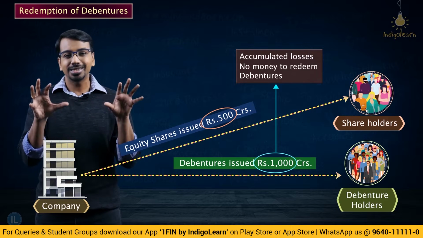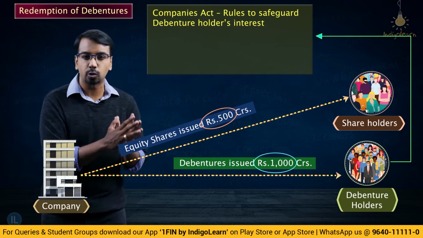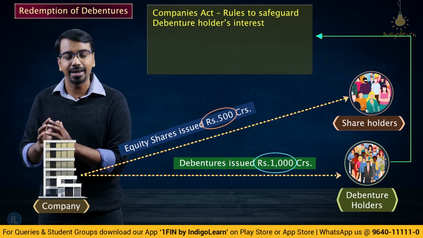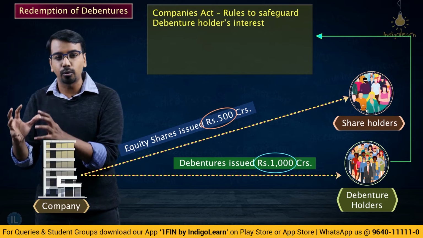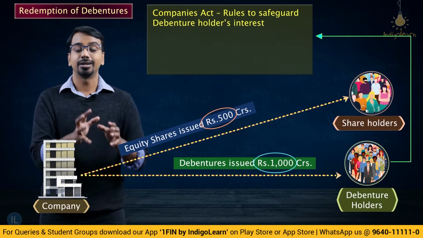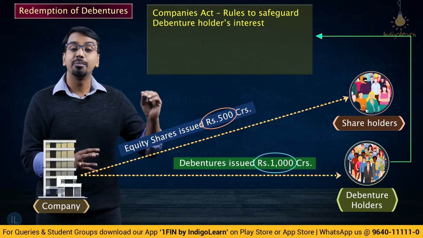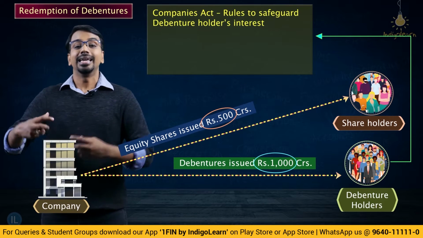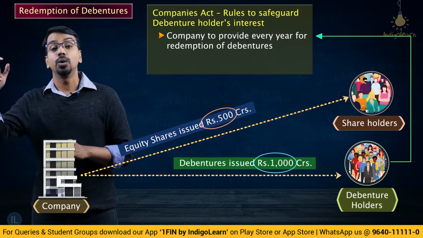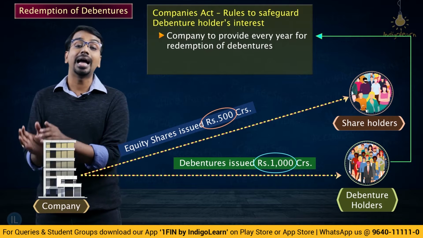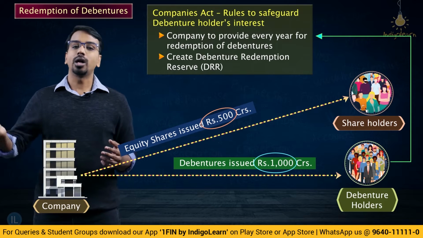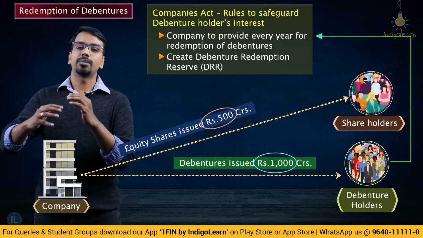To safeguard the interest of these debenture holders, there are certain rules and regulations under the Companies Act which mandate that the company should apportion or set aside some amount of money every year so that it is able to meet the debenture redemption obligation. Instead of rampantly paying out everything as dividends, the company is expected to set aside a specific amount as debenture redemption reserve.